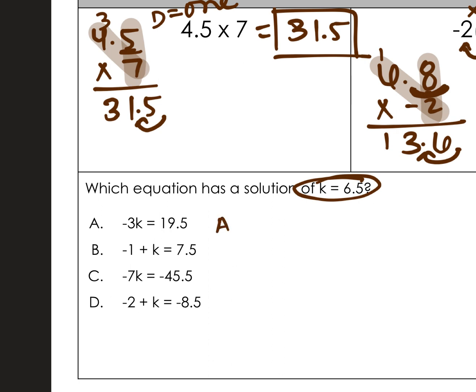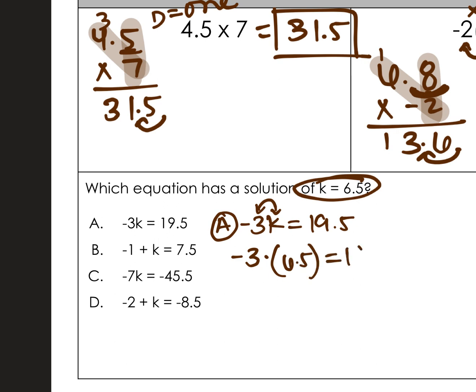If I look at A, it says -3k equals 19.5. Remember, when I have a number squished with another one, this is telling me to multiply. So this is -3 times k, which they're saying is 6.5, should equal 19.5. Now, I'm telling you this is wrong. And the reason I know is because a negative number times a positive is a negative. So when I multiply this out, this is going to be negative. Is a negative number equal to a positive number? Absolutely not. This one's out.